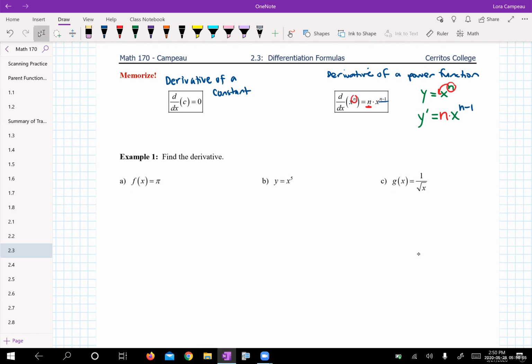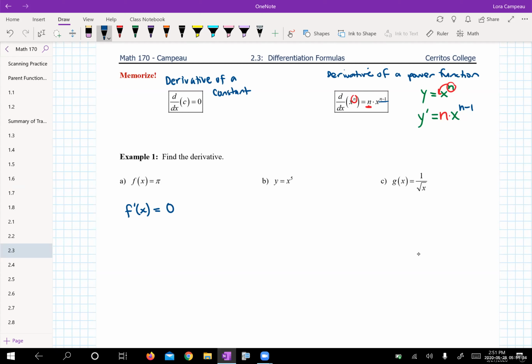Looking at parts A, B, and C, we're going to calculate the derivative and go with the notation based on the given function notation. In part A, we want to find the derivative. The first thing I'm going to write is f prime of x. That's my notation to demonstrate I'm looking for the derivative. Now when you look at what you're trying to take the derivative of, we see it's a constant. It's that pi. Because it's a constant, the answer would right away be 0. So nice, a little short.